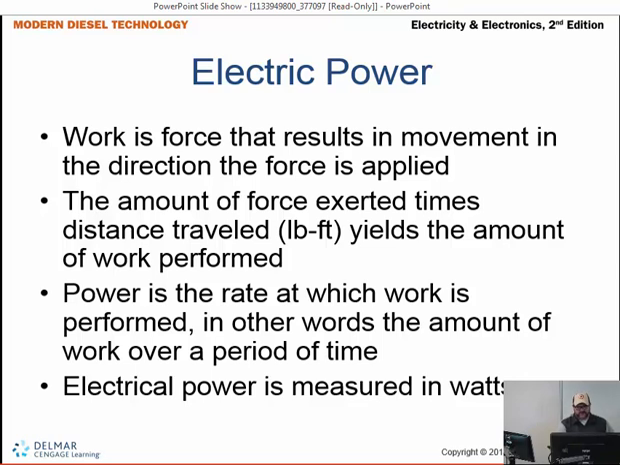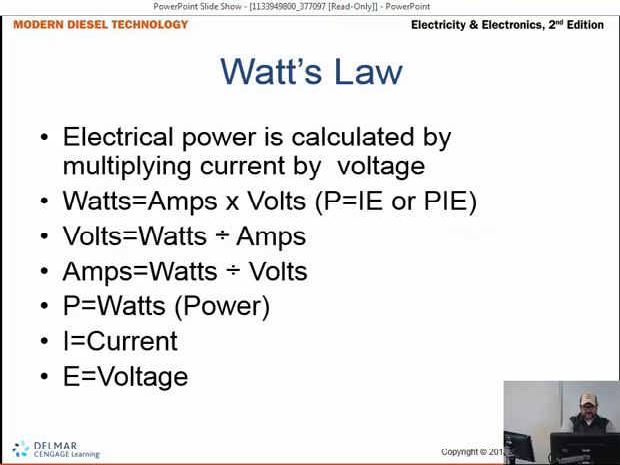We're going to talk about how work is force that results in movement, and we'll talk a little bit about how that works. We'll talk about the amount of force exerted times the distance traveled yields the amount of work performed. Power is the rate at which work is performed. In other words, instead of just the force required to move it, now we're attaching it to a time, so that we can talk about power. That's what a horsepower measurement is really doing. And then electrical power is measured in watts. So we'll talk about that.